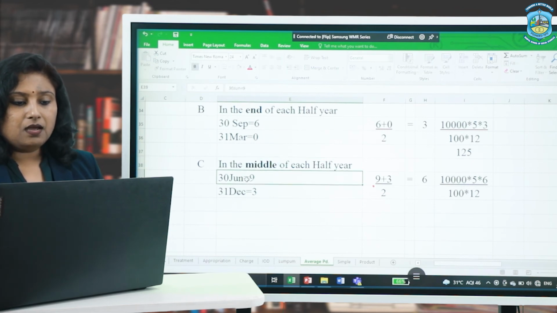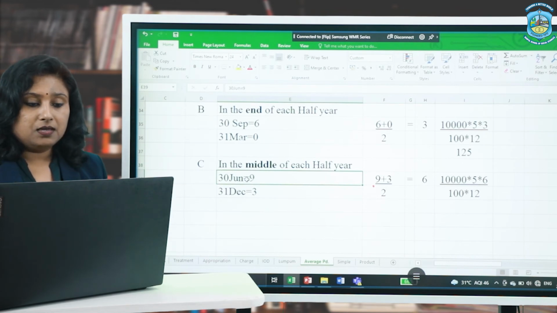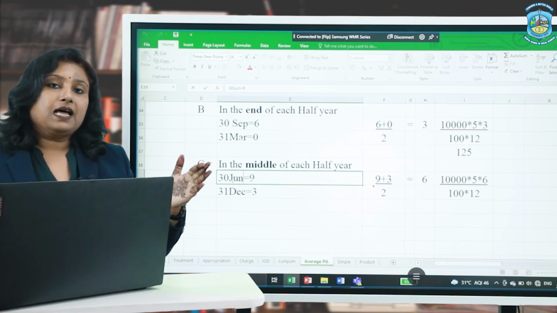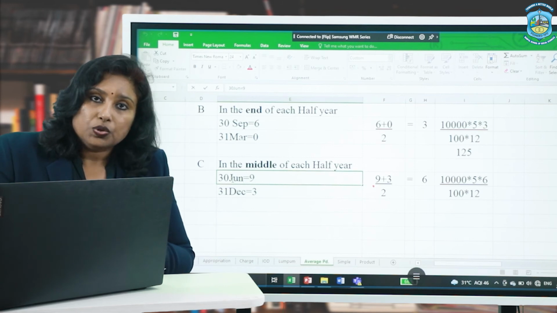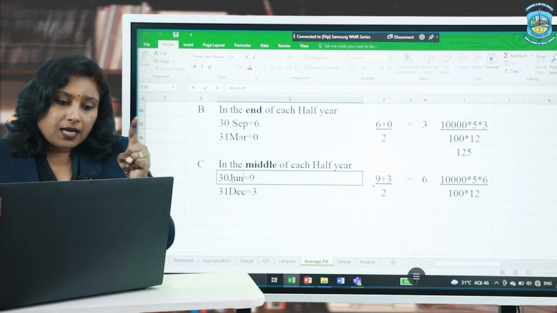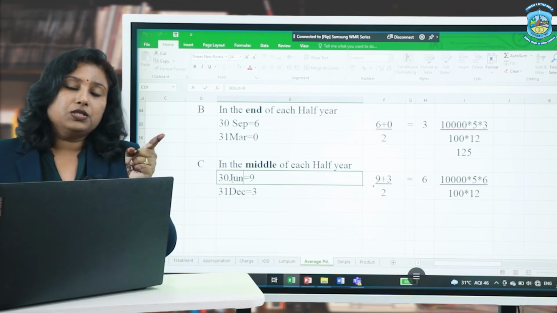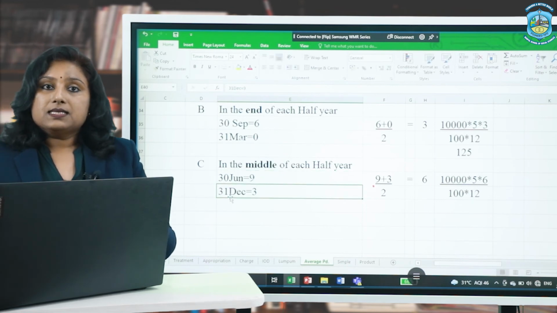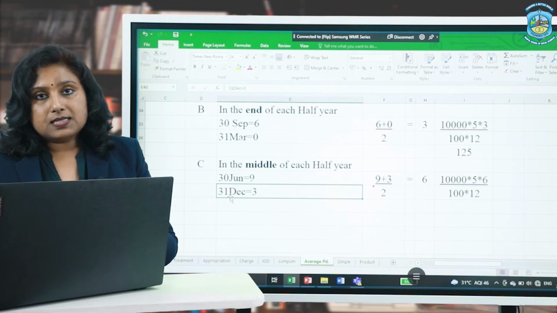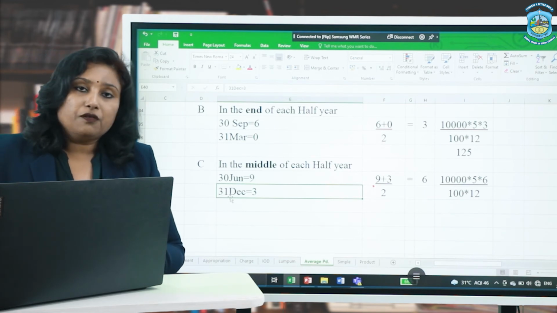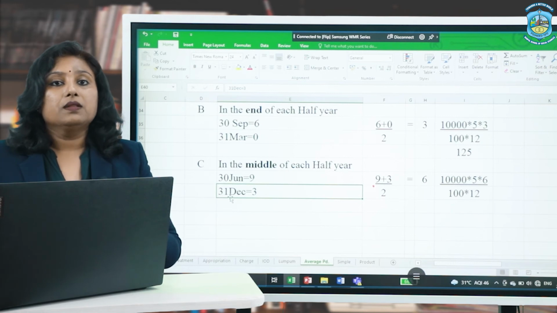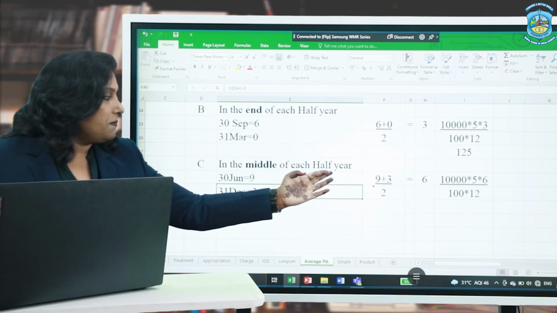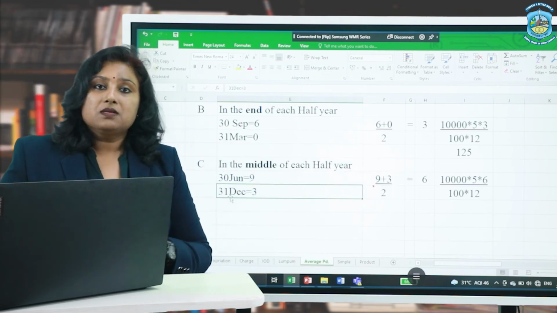So if it is done in the middle of each half a year, let us calculate what would be the date. The middle of the first half year would be 30th June, because the first 3 months end on 30th of June. So from 30th June till 31st of March, the outstanding months are 9. Whereas in the second half of the year, the middle date would be 31st of December. The next 3 months would end on 31st of December. So from 31st of December till 31st of March gives us just 3 months. So 9 plus 3 by 2 gives us 6 again.